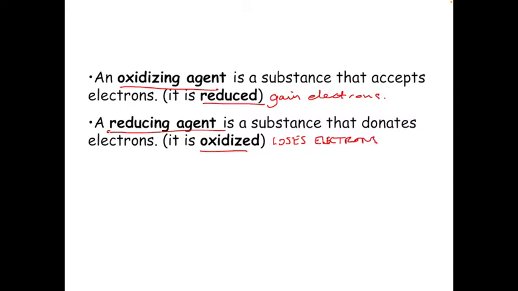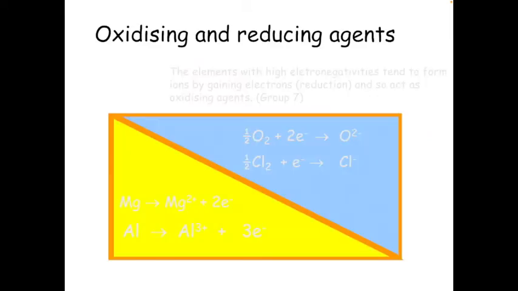Okay, so just try and remember these two. It does the opposite itself of what it says. So an oxidizing agent is reduced. A reducing agent is oxidized. What those agent things are talking about is what it does to the other thing. So hopefully that makes sense.